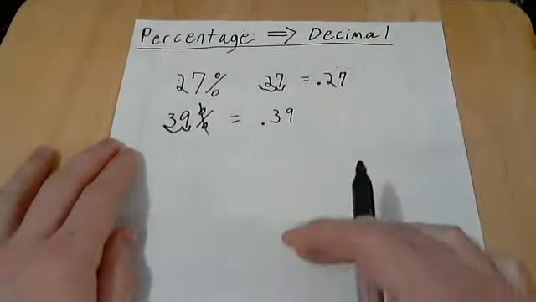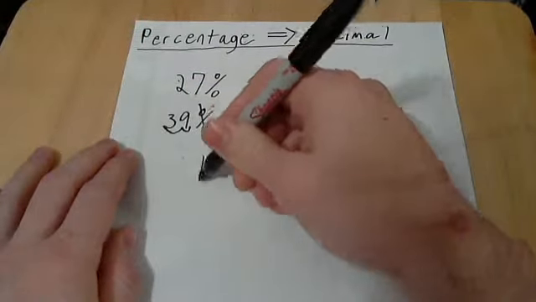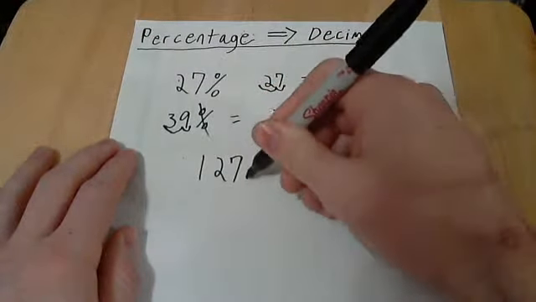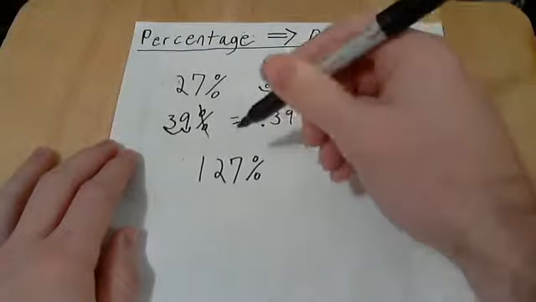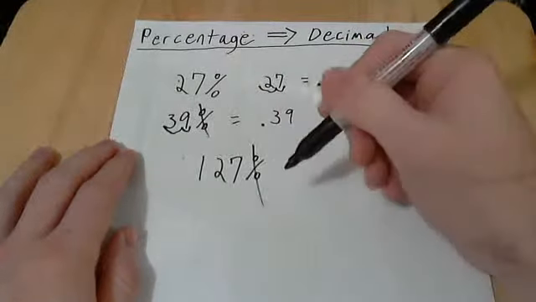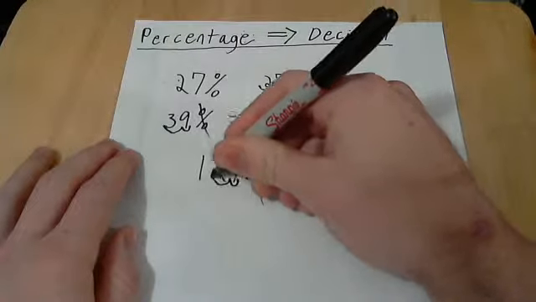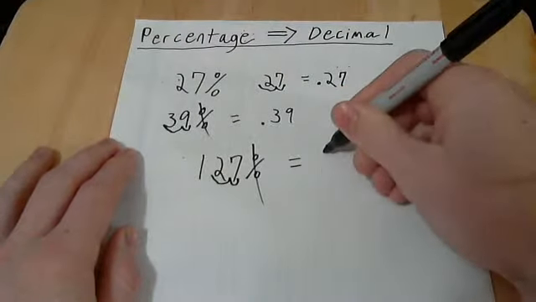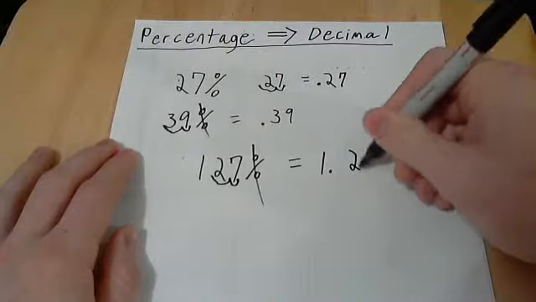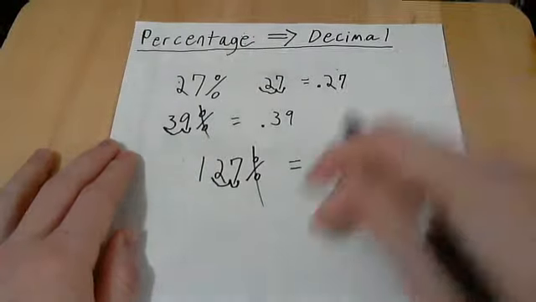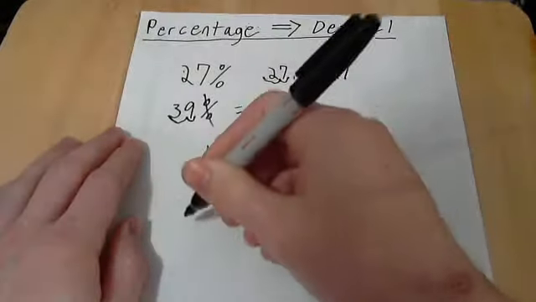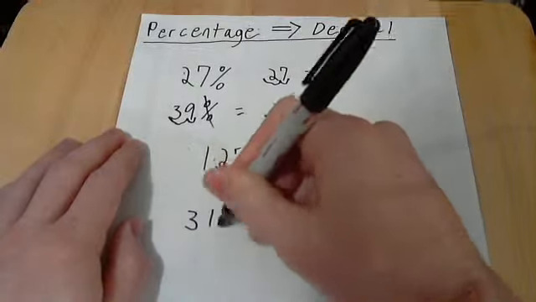Now let's go with the bigger percentage of 127%. Now once again, we're just going to get rid of this percentage, and we're going to move our decimal 2 places to the left, which will give us 1.27 as our decimal. Now I'll give you one more example of 313%.